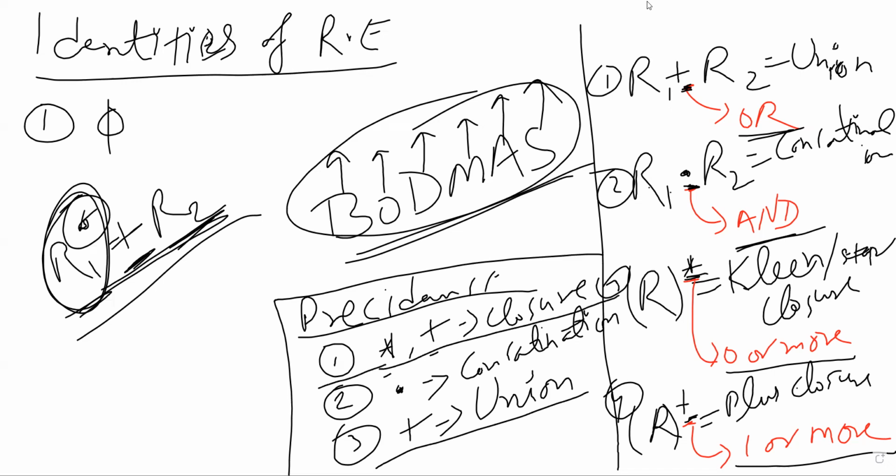So whatever regular expression we get, first we will perform the closure, then we will perform concatenation, and then we will perform union. This will be the sequence, the precedence of these operators. Having said all this, now let us talk about identities of regular expression.